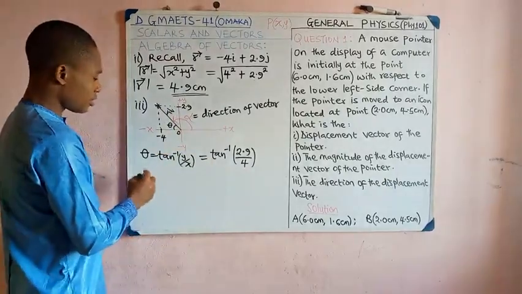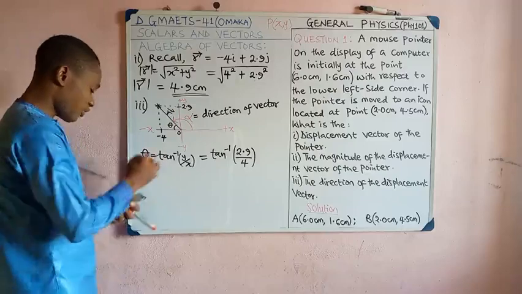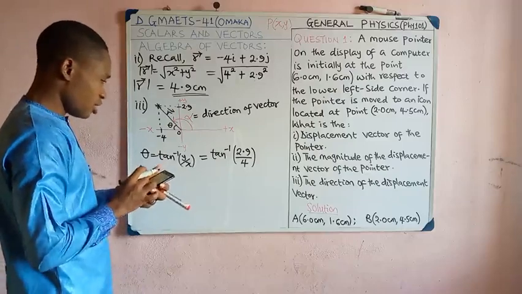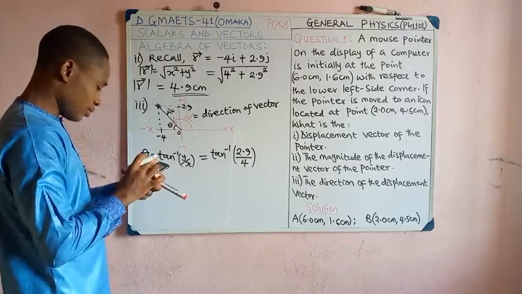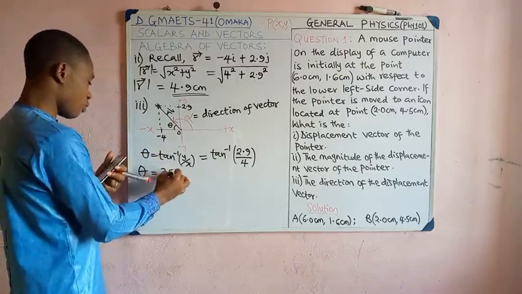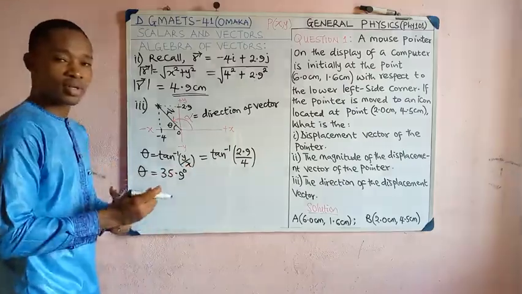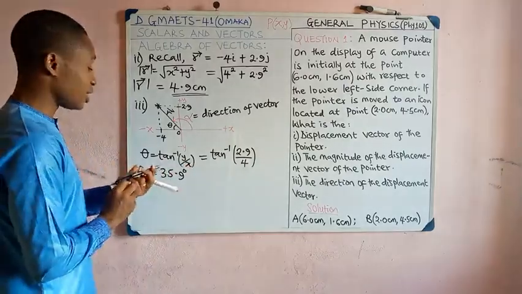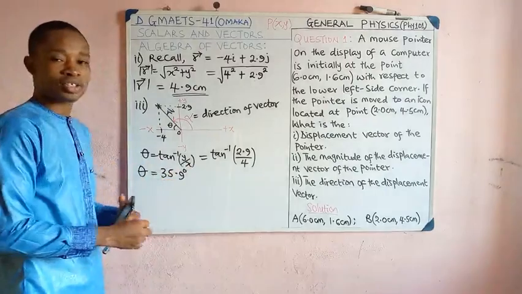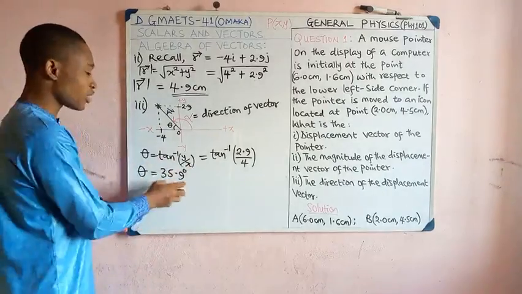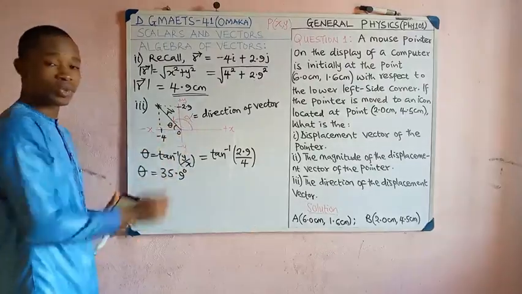So if we do that, theta is going to give us, let's find out please, tan inverse of 2.9 all over 4 in brackets. Okay, so it's giving me 35.9 degrees. This is not the actual direction of the vector because the vector is not in the first quadrant. Look at it, it is in the second quadrant.